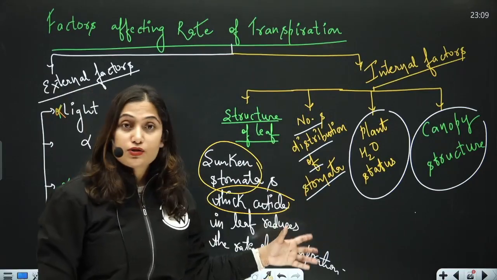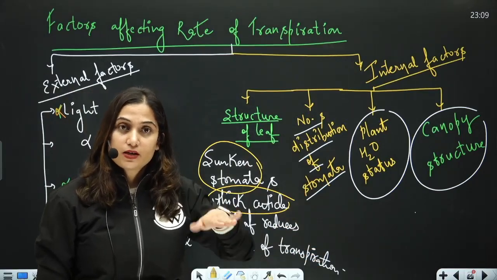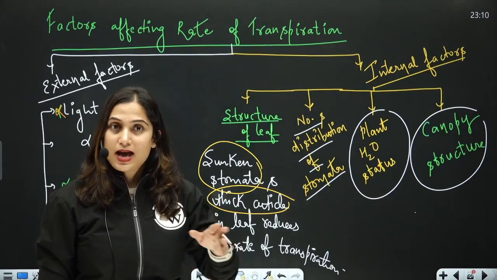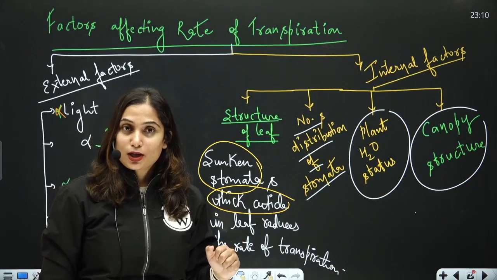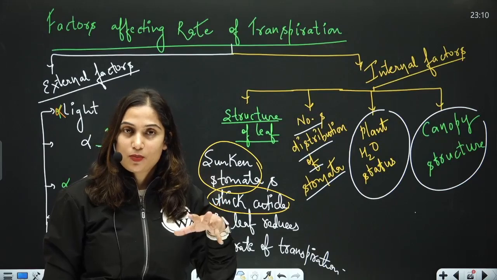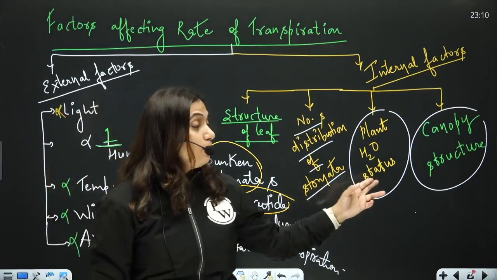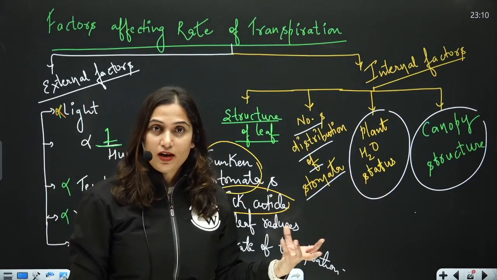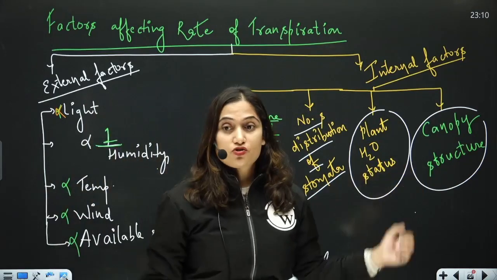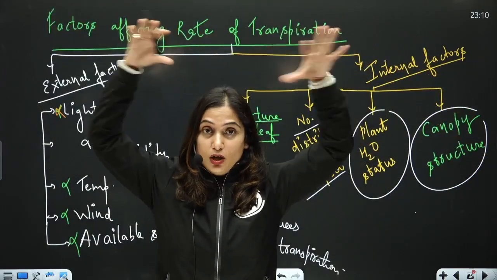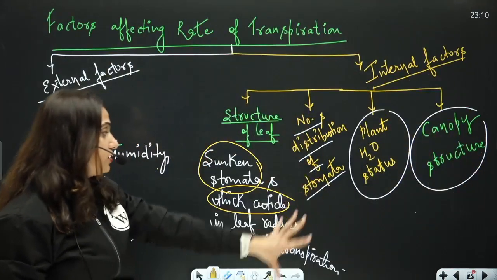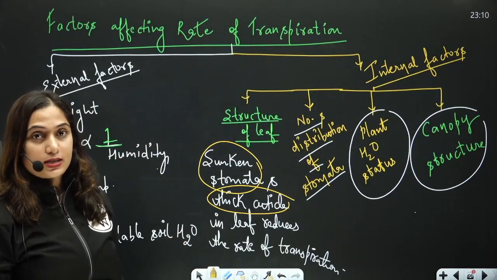Number and distribution of stomata. If both the surfaces of the leaf have stomata, then rate of transpiration will be more, as in monocot leaf. But in dicot leaf, only the lower epidermis has stomata, the upper epidermis nearly absent. Then plant water status. If the plant has more available water inside it, the rate of transpiration would be more. Canopy structure. If the canopy of the tree is high, then the rate of transpiration would be more. So these are the internal factors of the plant which affect the rate of transpiration.